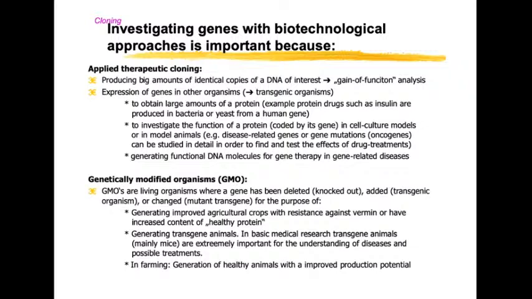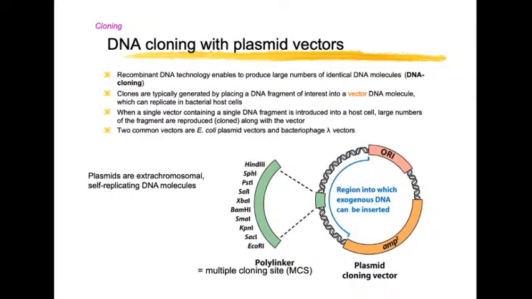Generating transgenic mice, in which we have medical research. Transgenic animals are produced, are important for producing the disease and possible treatments. In farming, generation of healthy animals with improved production potential. So all these are possible with the help of GMOs.